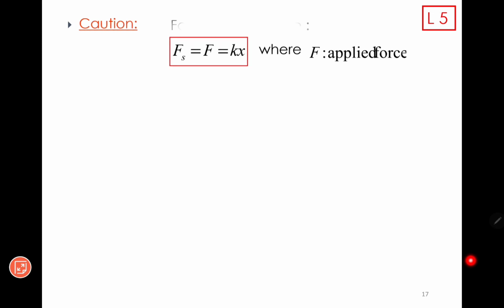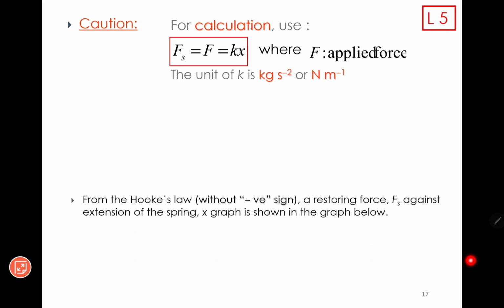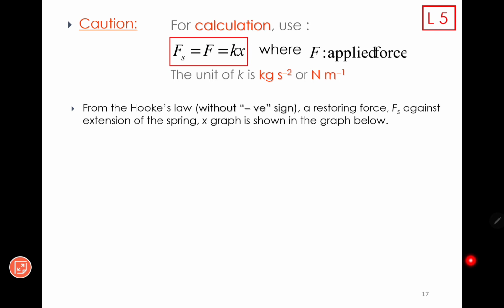For the calculation, remember, according to Hooke's law, which is F equals negative kx, in calculation we just refer to its magnitude only. So the equation is Fs equals F, which is equal to kx, where F is the applied force and k is the spring constant, and the unit of k is kilogram per second squared or Newton per meter. So from Hooke's law, without the negative sign, the restoring force against extension of the spring, the F against x graph is shown in the graph below. Before that, remember, for any calculation, we just ignore the negative sign. We just refer to its magnitude only.